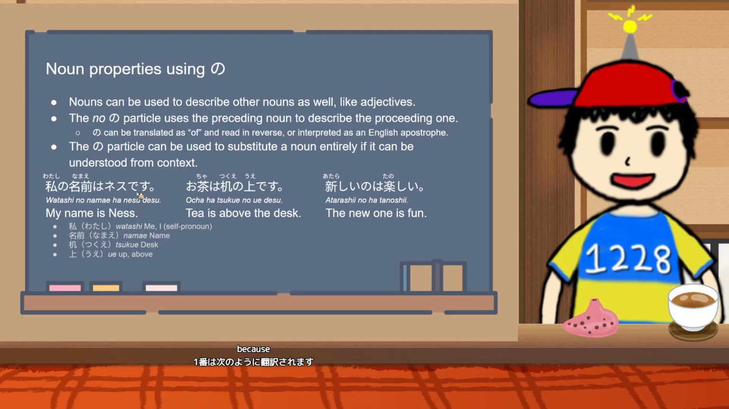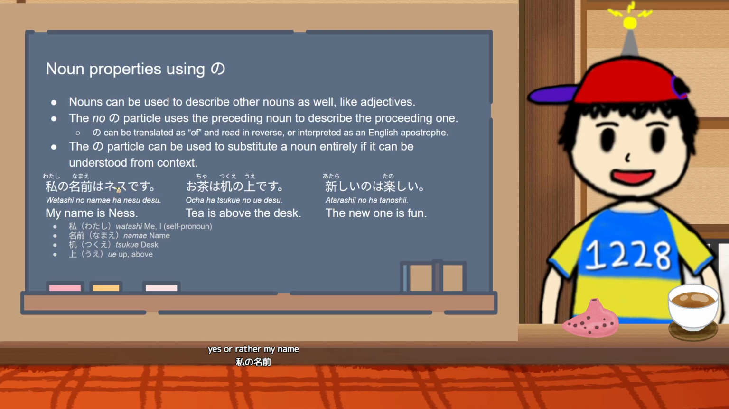Because des means it's, or it exists, a state of being. It is a state of being, it is Ness. Therefore, watashi no namae, the name of mine, is Ness. Or rather, my name is Ness.